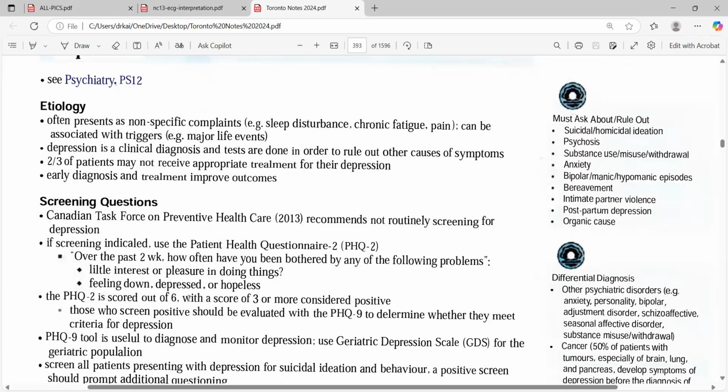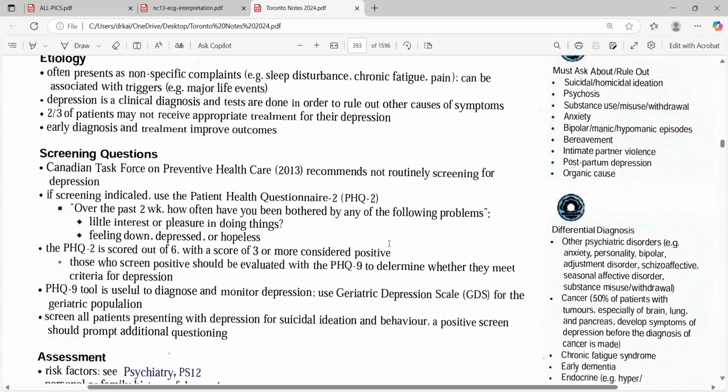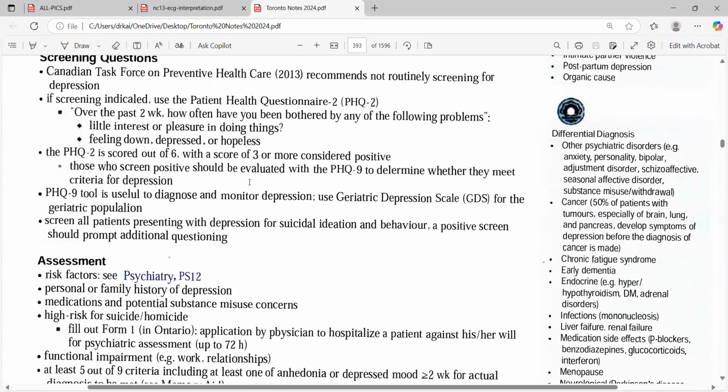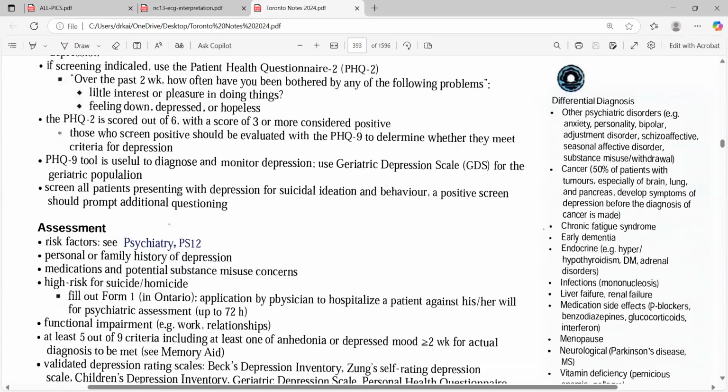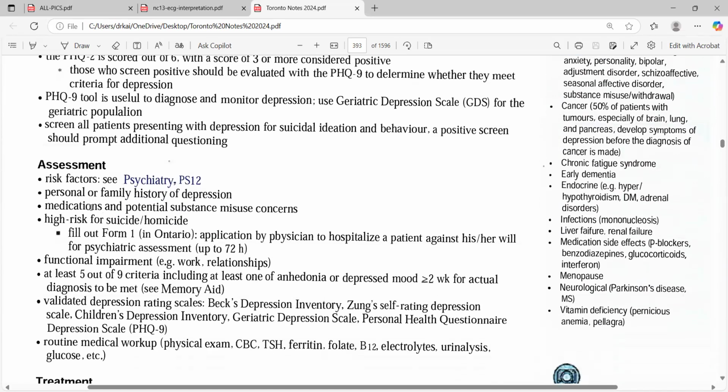Then comes the depression, how you're going to approach the depression. Please keep it in your head whenever you are talking about depression. Talk about the homicidal and the suicidal thoughts, psychosis, substance use, anxiety, bipolar, bereavement, and then partner violence, and then postpartum depression. So we do approach that and do the assessment for suicide.